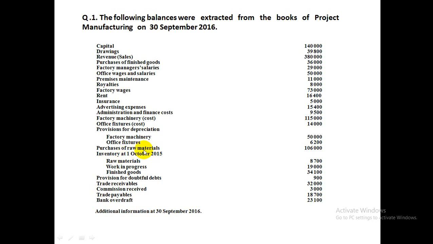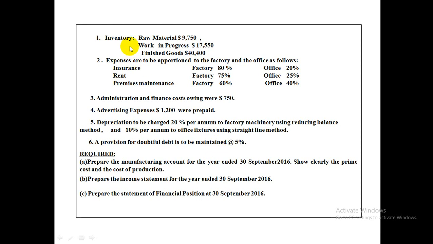Purchases of raw material are also given. Inventory on October 1, that means the opening inventories of raw material, work in progress, finished goods are given. Provision for doubtful debt balance is given. Trade receivable, commission received is our other income. Trade payables, bank overdraft is our liability. Additional information is given to us.